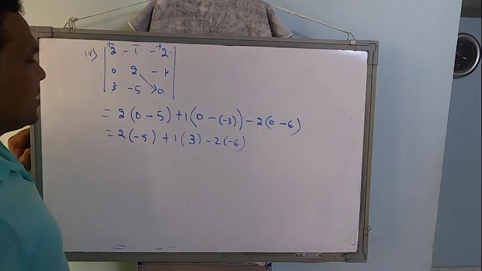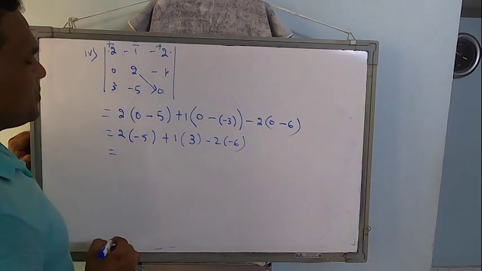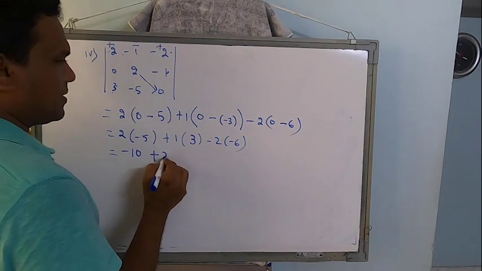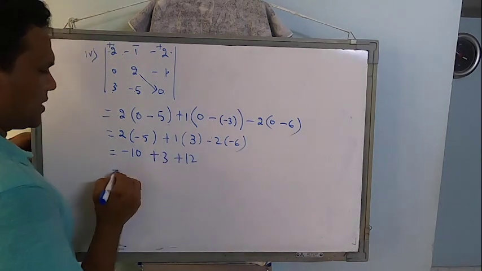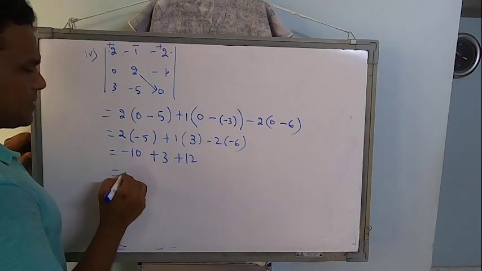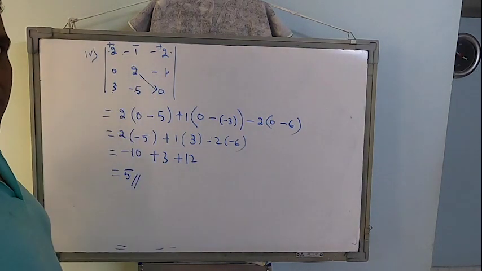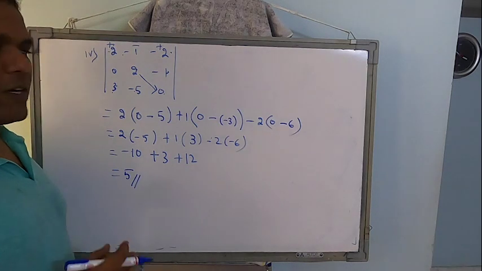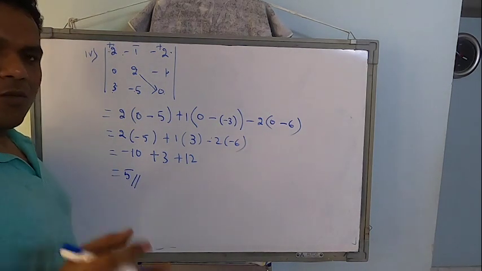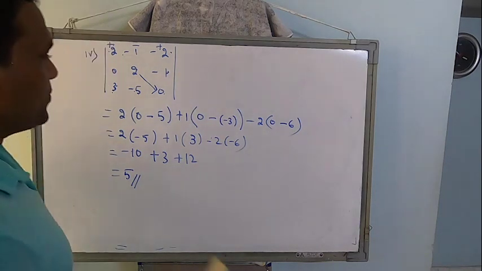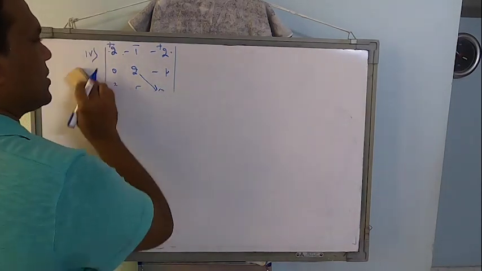That's fine, students. Now let us go and simplify this. So 2 multiplied by minus 5, that is minus 10, plus 3 plus 12. That's fine. So it's 15, 15 minus 10, so that's going to be 5. So 5 is the value of this determinant. So fifth main, I've done all the problems. So I hope by the end of the fifth problem, almost all of you are clear with the concept. Fine. So let's continue with the sixth main.